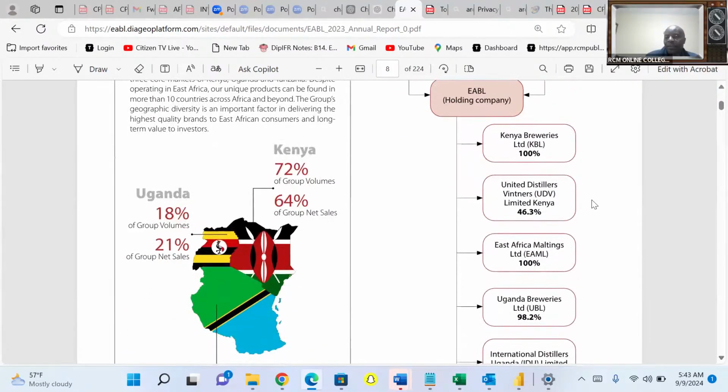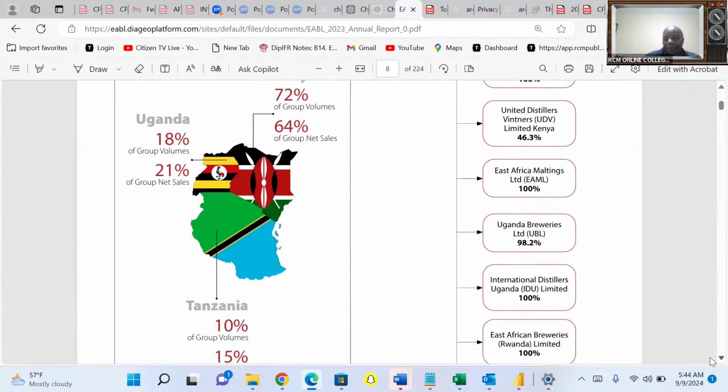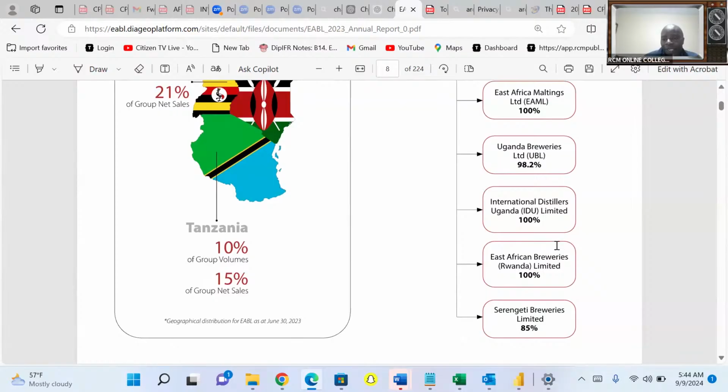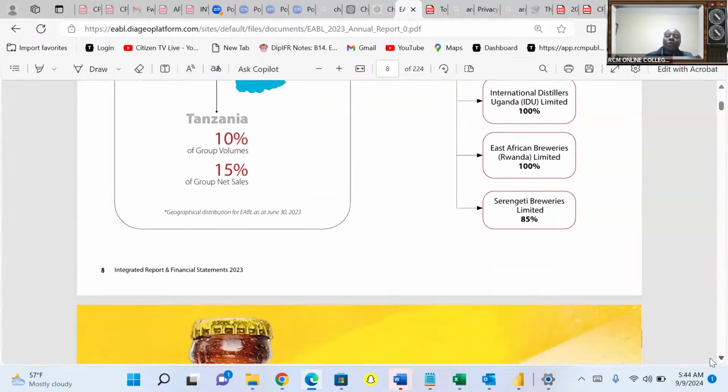It has Kenya Breweries Limited, 100% of it. United Distillers Vintners, UDV, they bought this one, 46.3%. So it's an associate. East African Maltings Limited, EAML, 100%. They have bought Uganda Breweries Limited, almost 100%. All right. They have International Distillers Uganda Limited, 100%. East African Breweries Rwanda, 100%. Serengeti Breweries Limited in Tanzania, 85%. They're trying to showcase how they're making their money and, of course, telling us their markets.